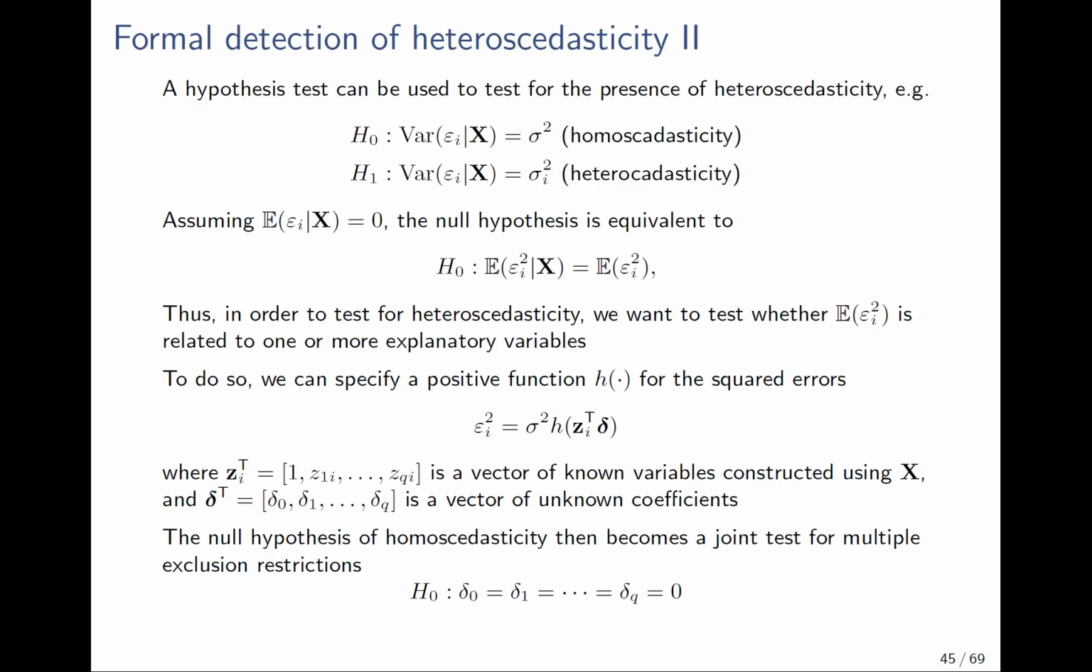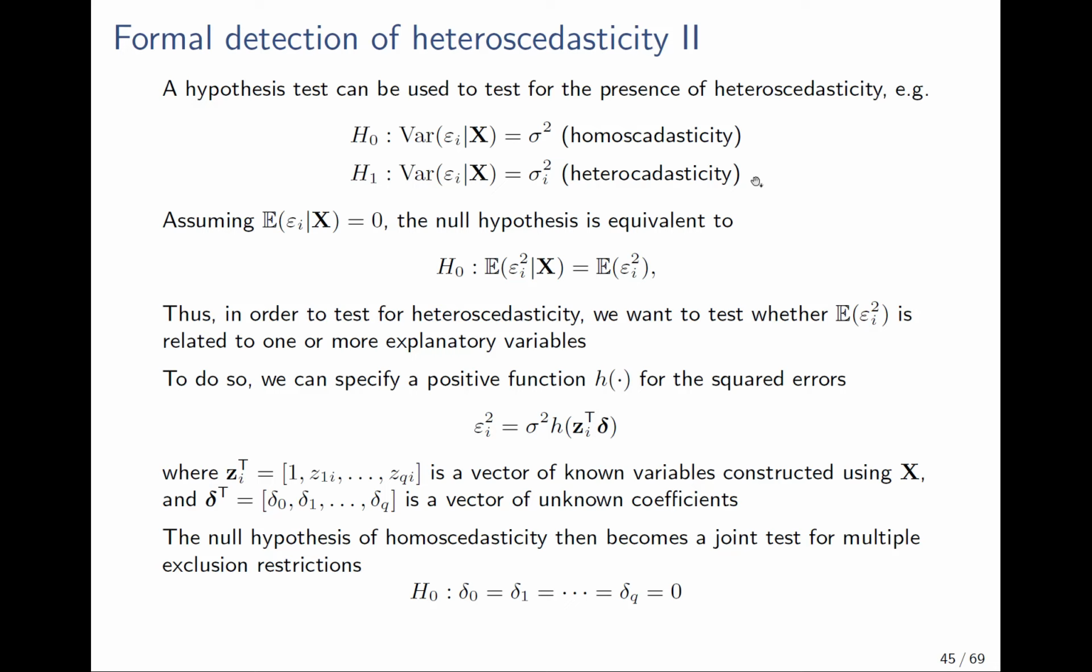Now, as I said, I'm not going to go through the detail of formal testing, but I do want to give you the principles of how it works. And this is as follows. Visual detection only gets you so far. You can look at it, but it's not really a definitive way of determining if heteroscedasticity is present. For a more formal diagnosis, we're going to use a hypothesis test.